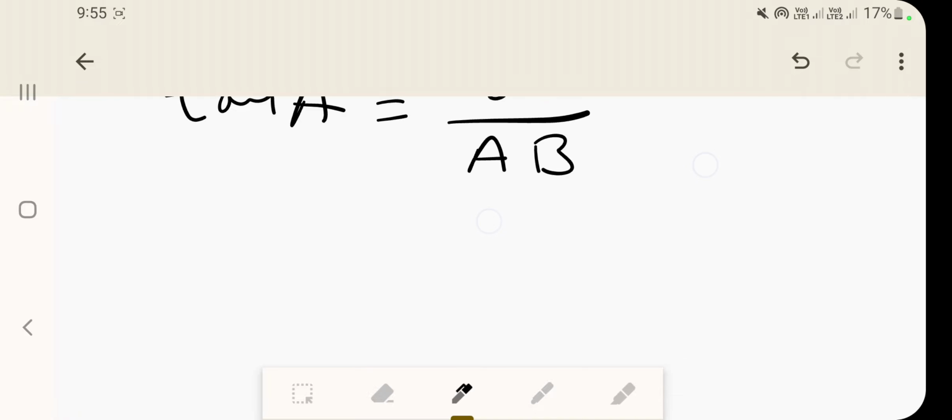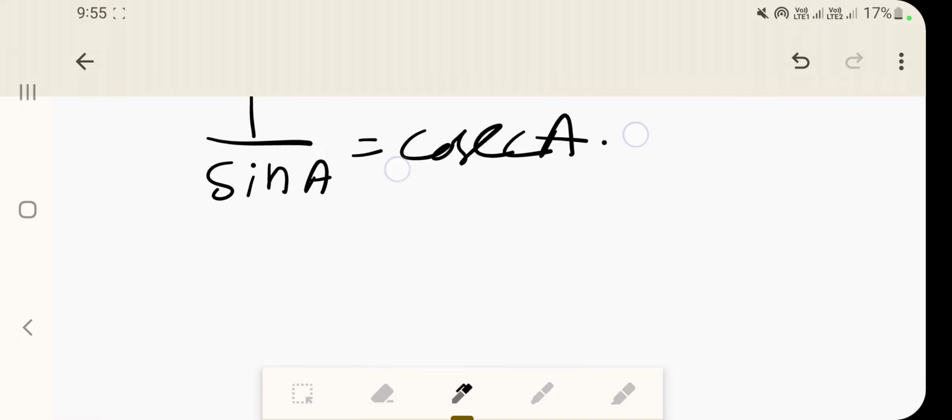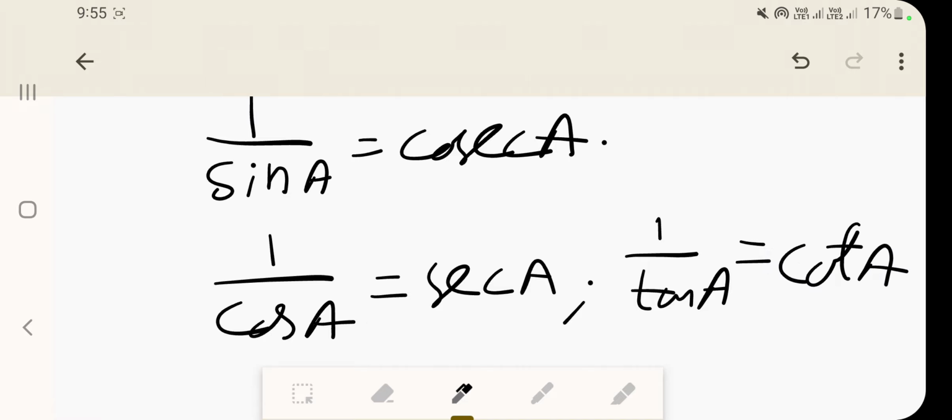And here we even have the reciprocals of sin A, cos A, tan A. 1 by sin A is nothing but cosecant A, 1 by cos A is nothing but secant A, and 1 by tan A is nothing but cot A. This is very important, you have to memorize this. These are some of the relations which you have to remember.